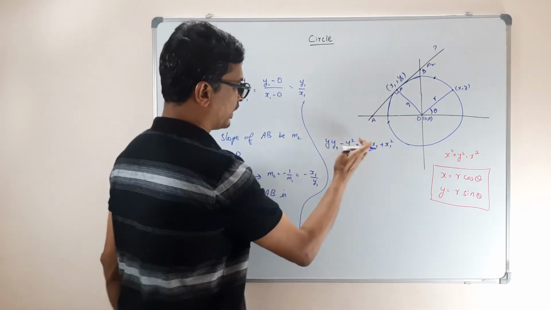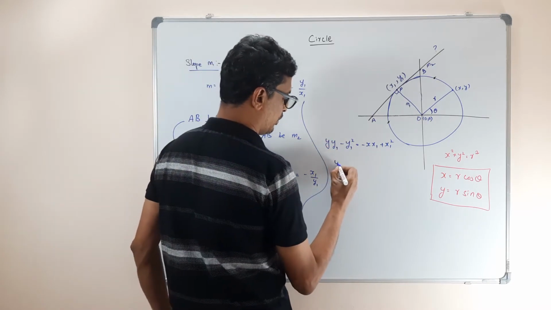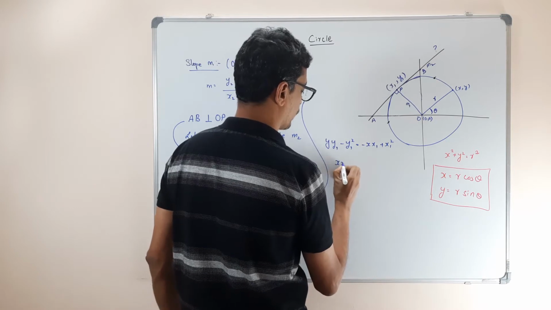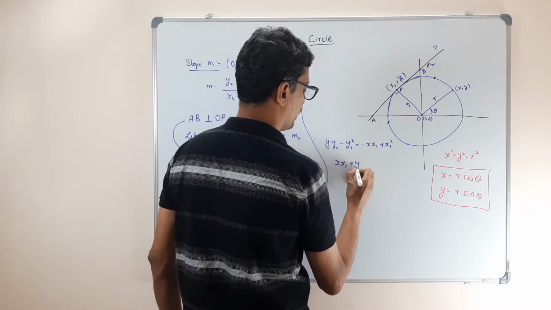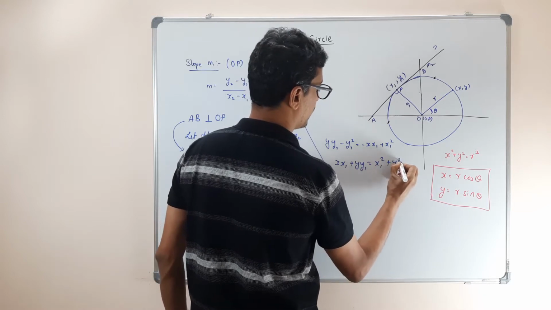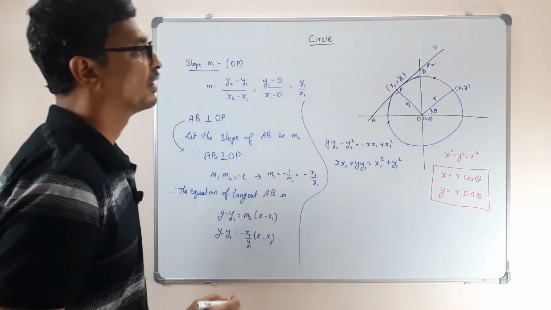Okay, so let me take this x1 here. So it becomes, I can write it in the form x1 plus y1 equal to x1 square plus y1 square. Can you tell me what is x1 square plus y1 square?